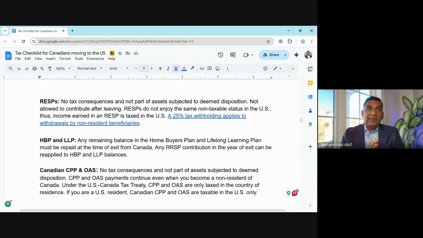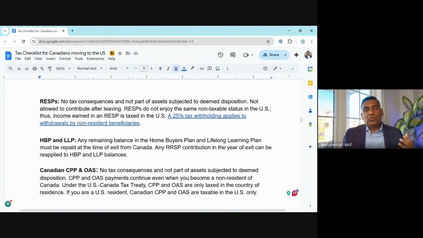We do have a ruling on the IRS side, a procedure where the IRS does not consider this to be a trust. We do have income, but the income gets taxed. So before, the RSPs were considered a trust, now they are not. But any income that you get in that account is taxable in the U.S. That's another thing. Again, 25% tax withholding applies to withdrawals by non-resident beneficiaries, if you do withdraw the money after you have left. So RSP will be one of those accounts where we might be looking to close.